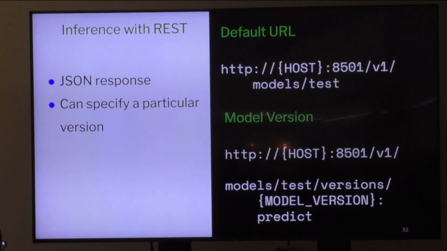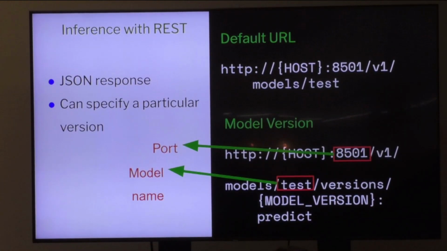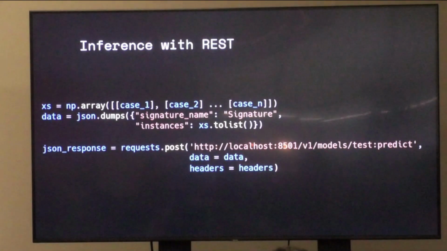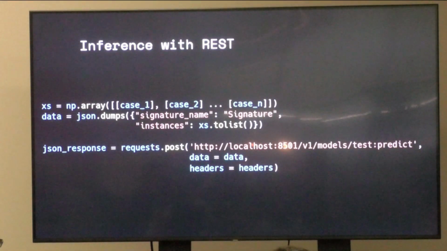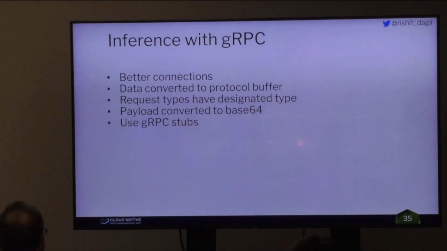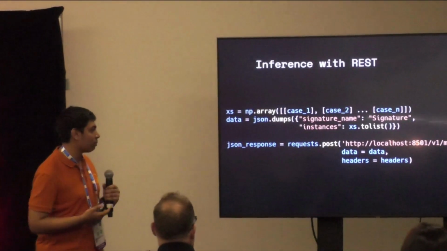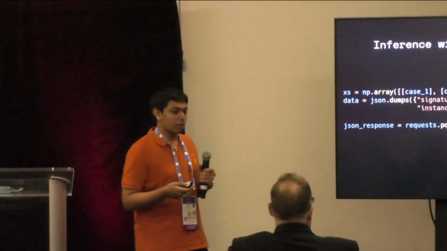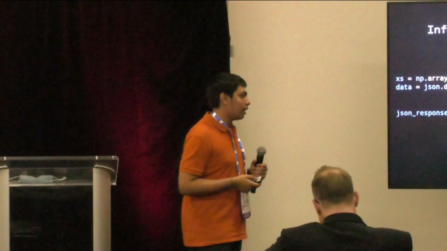You can also get inference from particular model versions, and this is a very simple example. We'll show this in a demo later. The previous slide is actually an example of making a REST request to our deployment, which is pretty well known. You can easily make a REST request to the deployment you made.